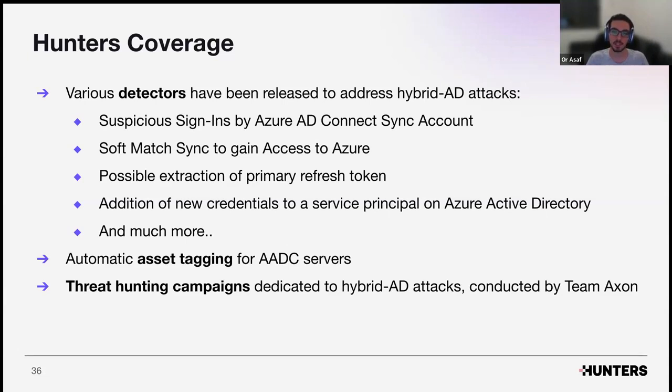The second one is soft match sync. Basically, whenever users are synced, there are two unique identifiers, one that resides on the on-prem AD and one that resides on the Azure AD. And if someone tries to update one of them on the Azure side, it might also be irregular, and so we create a lead and encourage you to investigate.